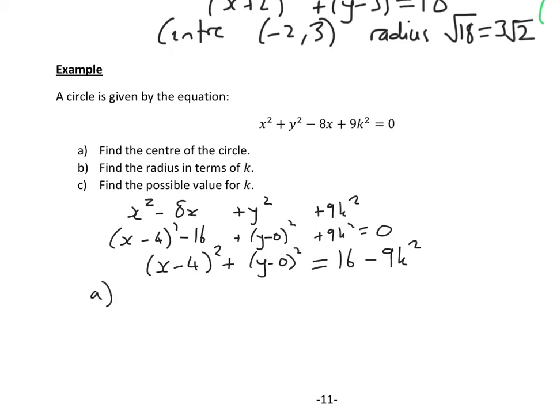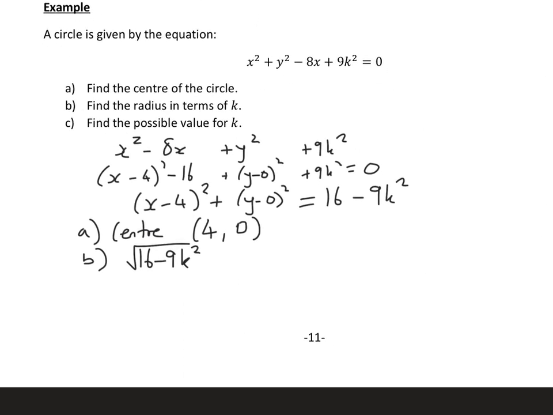So the center is, well, the x coordinate, I need that bracket to be 0, so x is 4, and y, I need that bracket to be 0, so it's 0. For the radius, in terms of k, I need the square root of 16 minus 9k squared, and I can't simplify that. I can't square root individually.